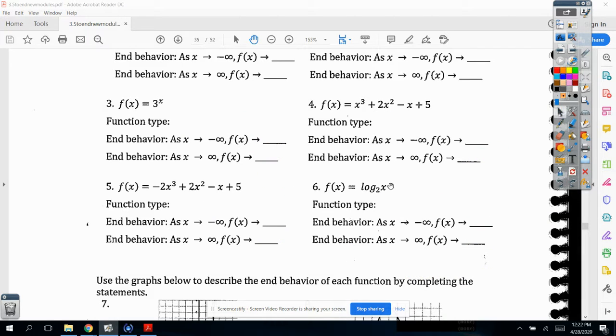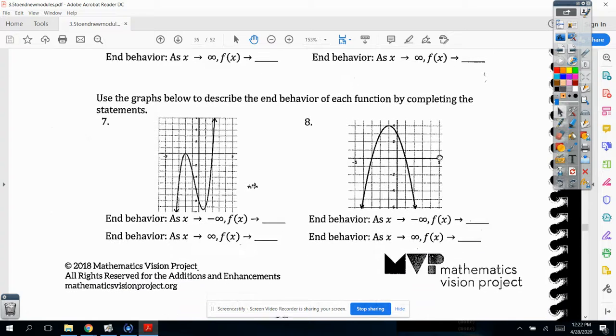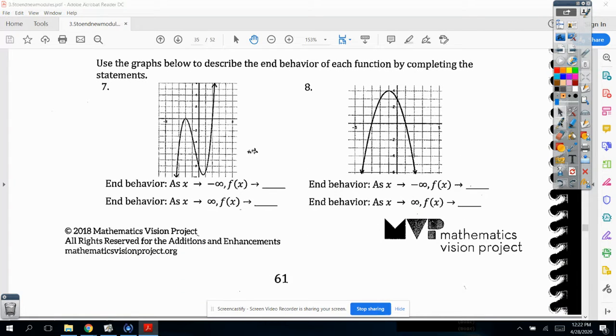These next graphs here, we're going to look at and say what the end behavior is by looking at the graphs. So this one is going down, and then here it's going up. So as you go to the left, as x goes to the left, what did we do? We went to negative infinity. We went down, and as we go to the right, it went up to positive infinity.